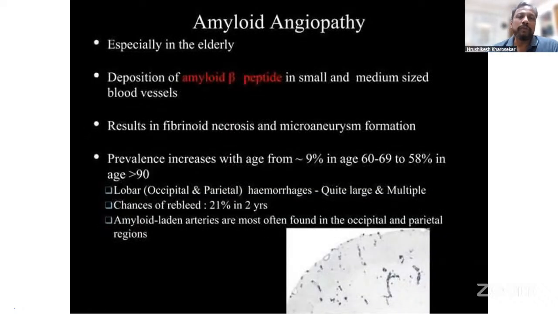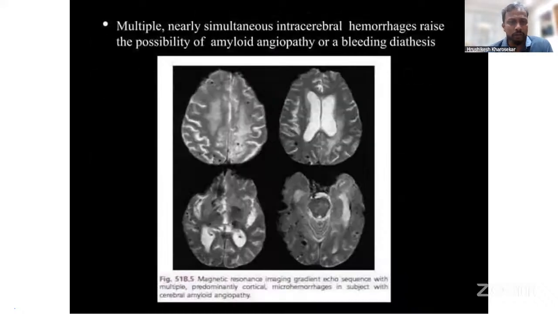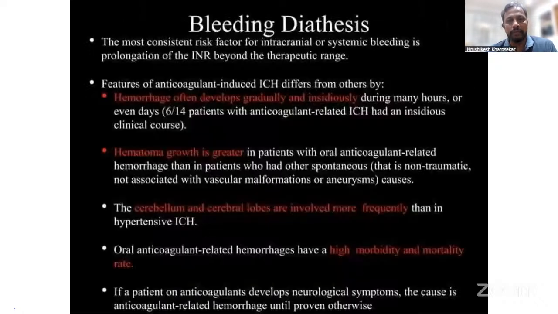The second most common is amyloid angiopathy, especially seen in the elderly population. It is due to deposition of amyloid beta peptide in small and medium-sized blood vessels. It results in fibrinoid necrosis and microaneurysm formation. It accounts for almost 9% between the age of 60 to 69 and 58% when the age is more than 90. So multiple nearly simultaneous intracerebral hemorrhages raise the possibility of amyloid angiopathy or bleeding diathesis.